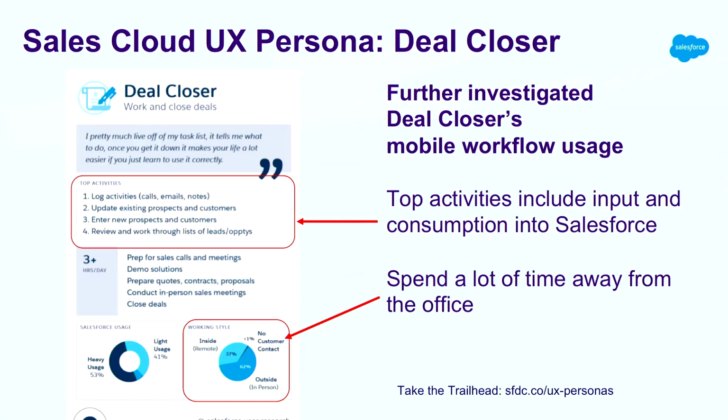So the question starts to become, what does this actually mean for mobile? And you can take this card for each persona and really determine, well, how can I delve further into understanding how they use mobile, particularly if they're not tethered to their desk and they're away from their office.